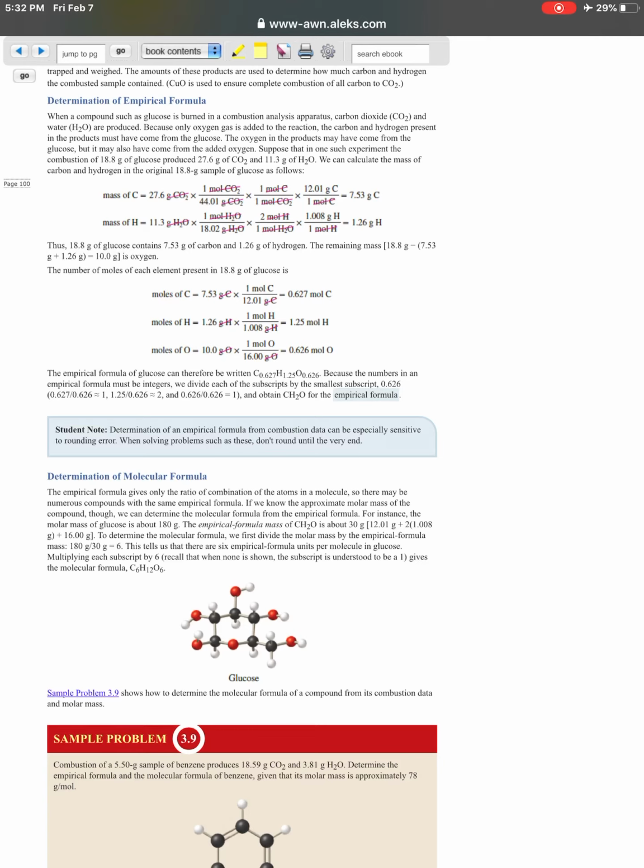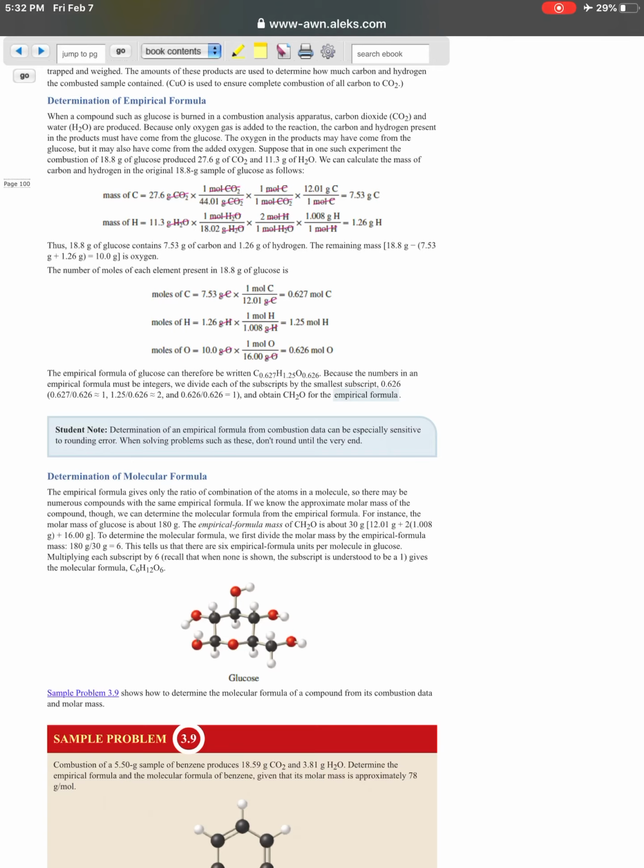So if you divide 0.627 by 0.627, you get 1. So carbon will be 1. If you divide hydrogen by carbon, 1.25 divided by 0.627, you get about 2. And if you divide 0.626 for oxygen divided by 0.627 for carbon, you get 1. So 1, 2, 1. So be careful. It doesn't have to be exact. 0.626 divided by 0.627 is not exactly 1, but it's very, very close. So you get 1, 2, 1.